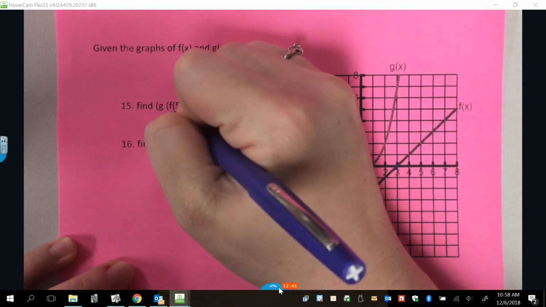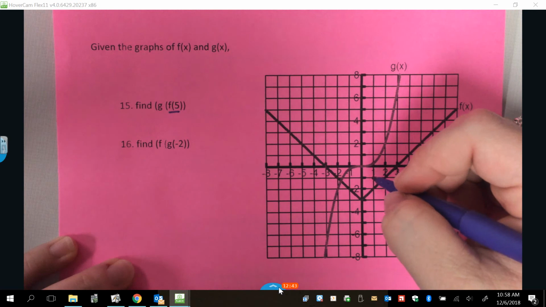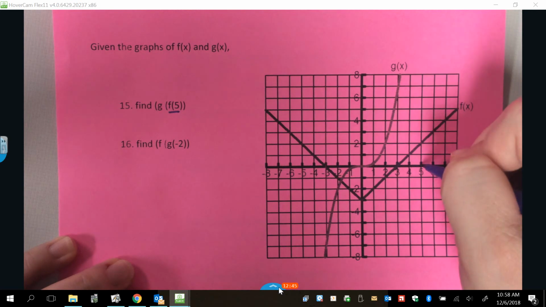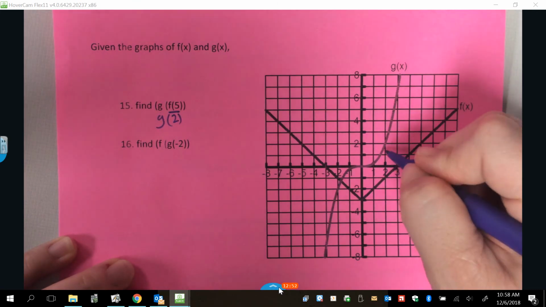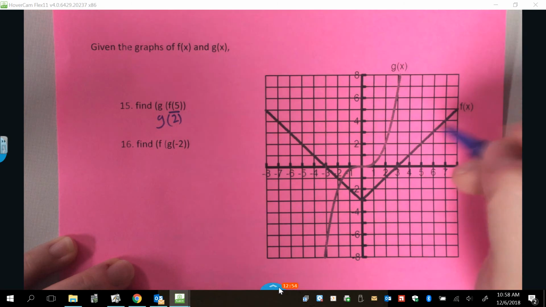Now I need to find f of 5. So 5 is here. This is my f. So that's 2. Now I need to find g of 2. Here's 2. This is g. So that's a height of 2.